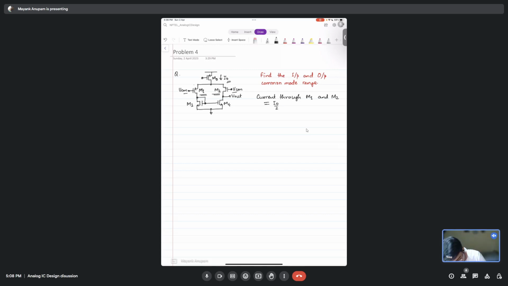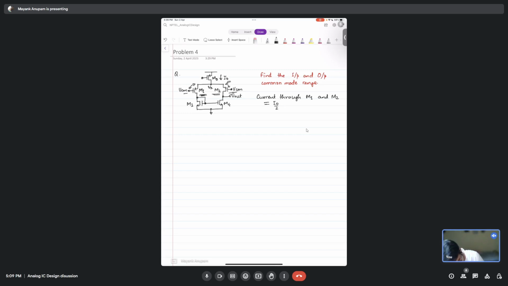Yes, sir. The overdrive here and here are exactly the same, because this is common for both of these. VCM minus Vx is the same as VCM minus Vx for M2 also. For M1 and M2 both, the overdrive is exactly the same. So there can be no other current but I naught by 2 flowing through each of these branches.